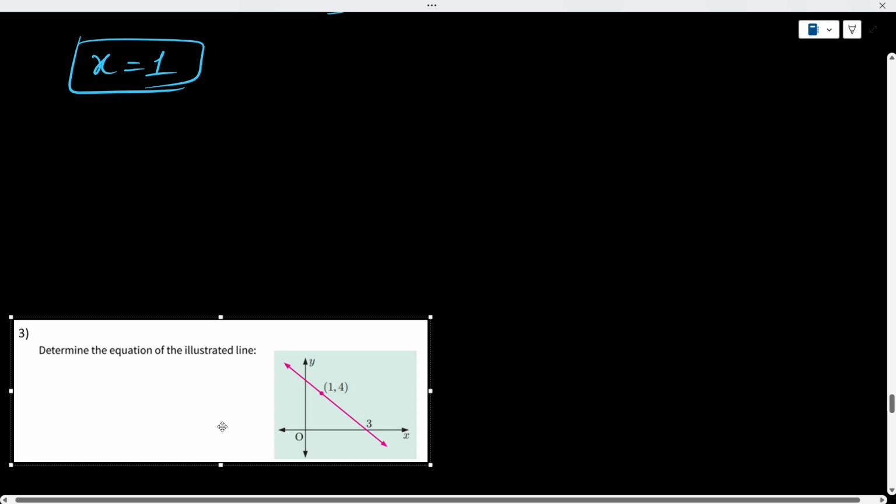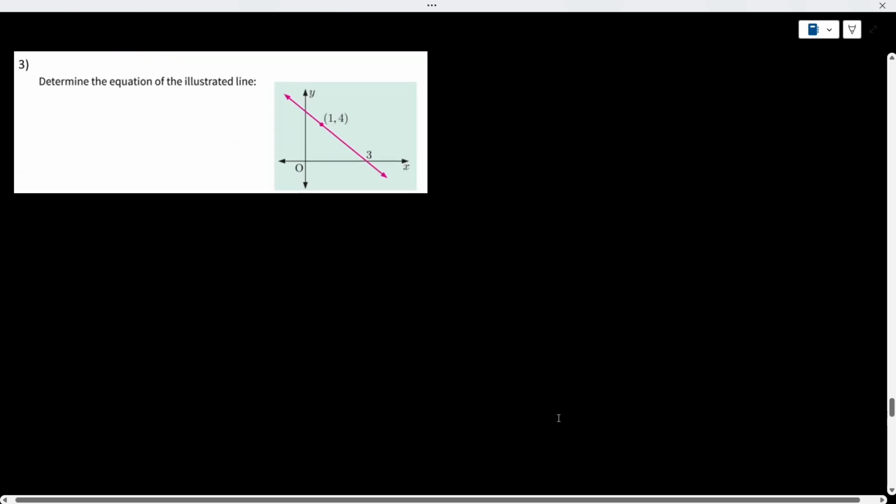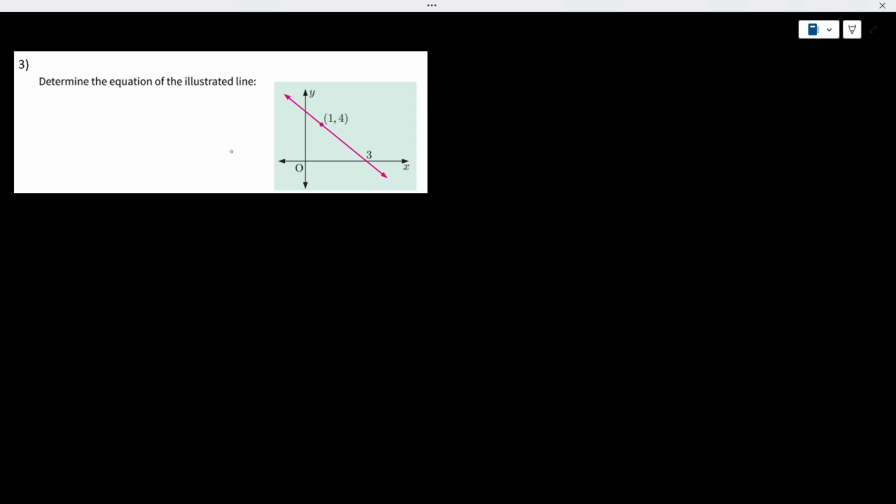Then after that, your next question number 3, what is given here? Determine the equation of the illustrated line. Now the line is given in graph form. Here, what is your line here? This is the line, right? Now from this line, you can first find out the coordinates. So one of the coordinates is P. Another coordinate, you can write here 3 comma 0.